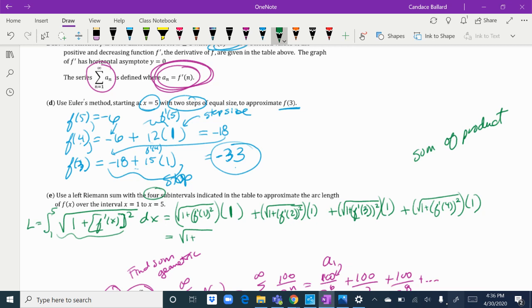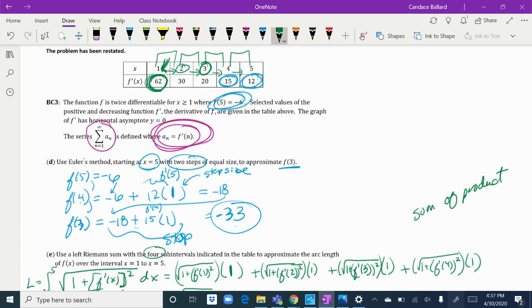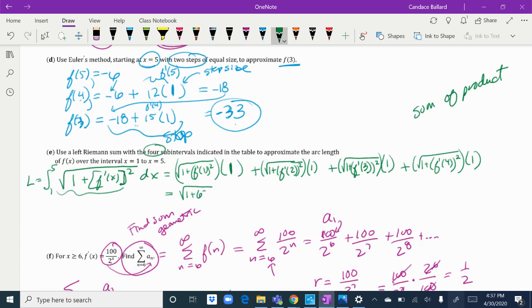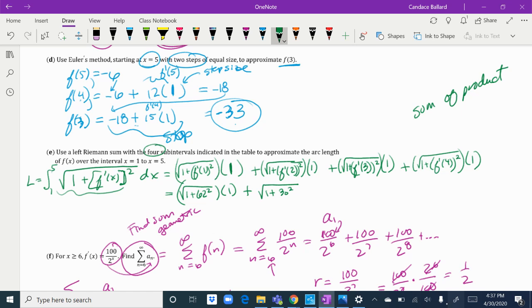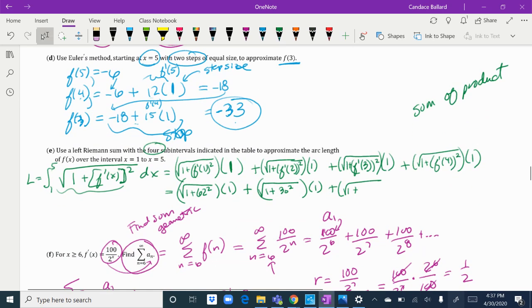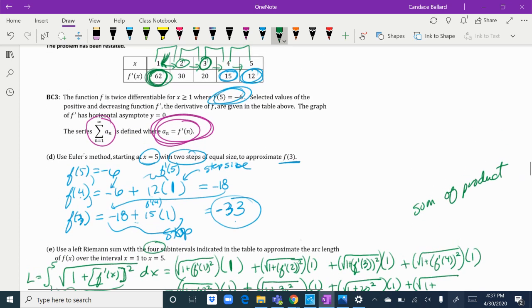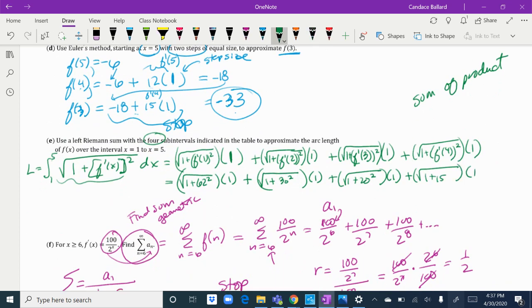So 1 plus, I do have to put the evaluation in there for f prime of 1. So I'm going to read those values out of the chart. So now I'm going to put in that 62. And we've got to square it times 1 plus. And I'll show you why I'm doing the times 1 here in just a second. The f prime of 2 looks like 30. So 30 squared times 1 plus the square root of 1 plus f prime of 3 is 20 squared times 1 plus the square root of 1 plus f prime of 4 is 15 times 1.